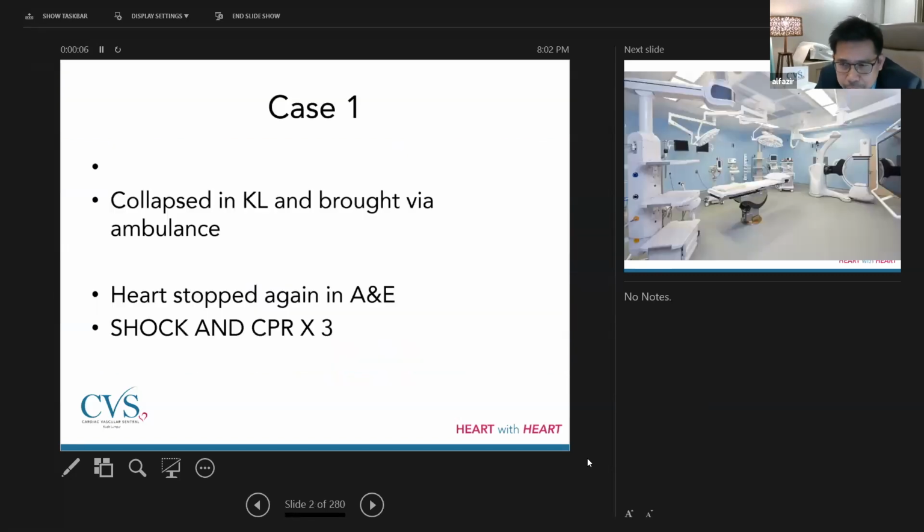Before we start, I'm just going to show you a case of what we mean when we talk about heart disease and heart attack. This patient collapsed in Kuala Lumpur and was brought by ambulance. Once he arrived, his heart stopped again in our A&E, and we had to shock and resuscitate him.